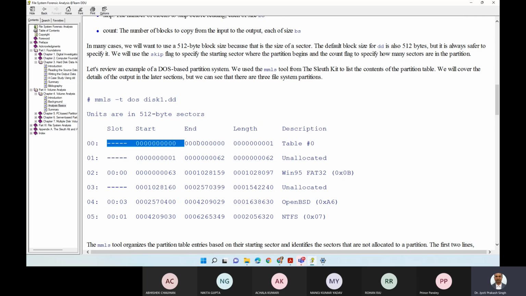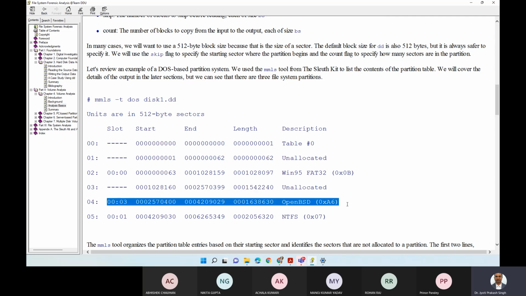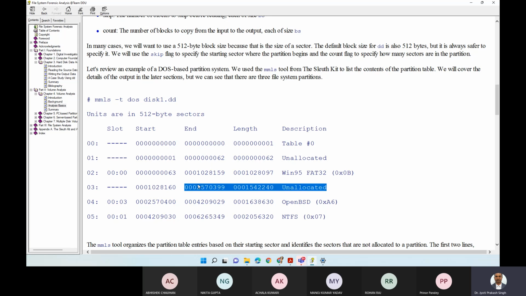You can see that this is the table entry, then we have some unallocated space, then Windows 95 FAT32 file system, then some unallocated space, then OpenBSD, that means a Unix file system, then we have an NTFS file system. And if you see the starting and ending addresses like 1 to 62 here, then 63 to 159, then 159 to 1, then 400 to 29, and then 30 to 49, there is no space in between, only some unallocated spaces here.